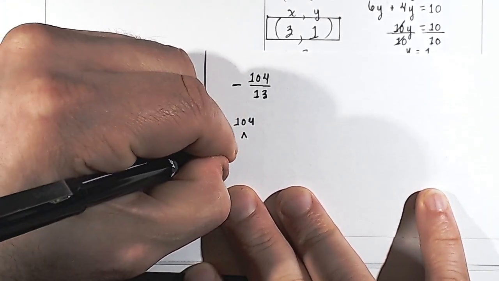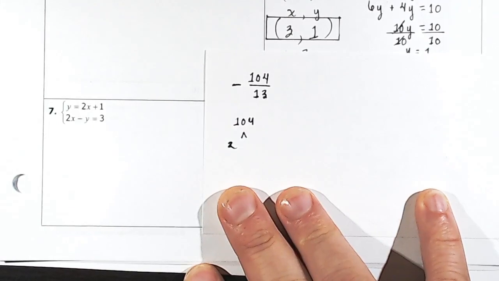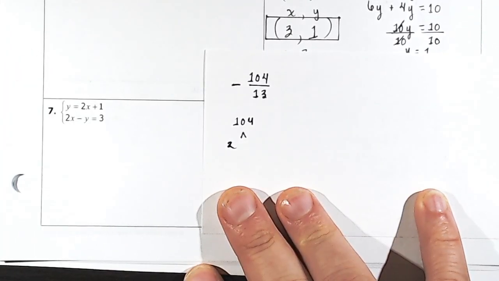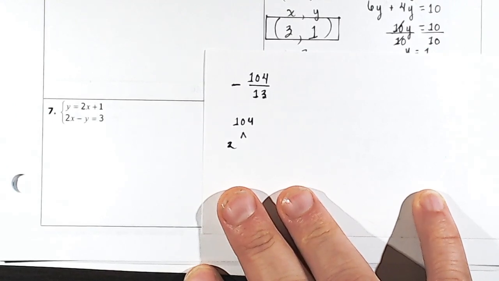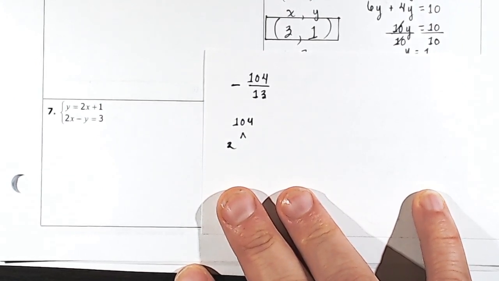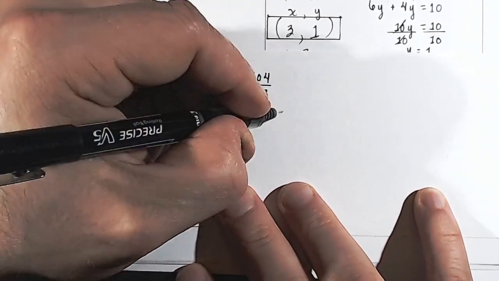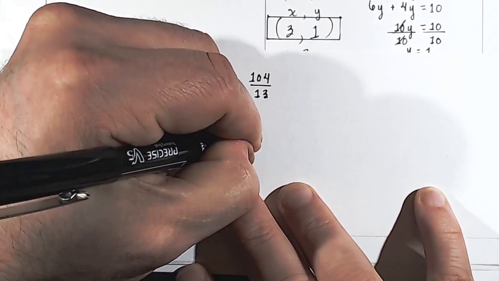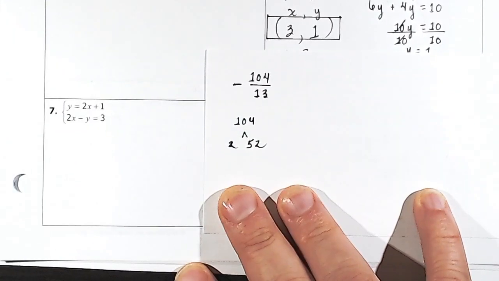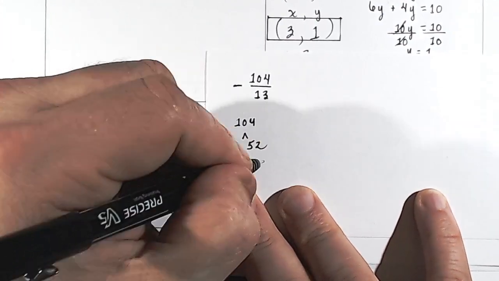So we know that the smallest prime factor is 2. So what is 104 divided by 2? Can you think of it off the top of your head? All right, if 50 times 2 is 100, how about 52 times 2? 52 plus 52 would be 104. So we know that 2 times 52 is 104. 52 is an even number, so it can't be prime.